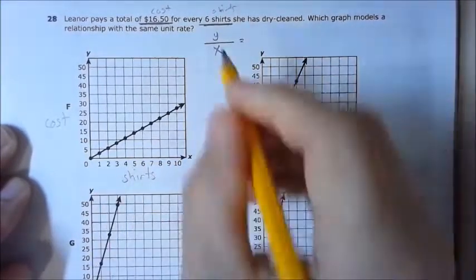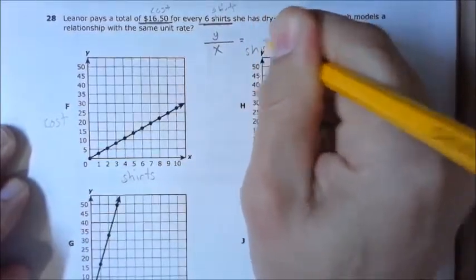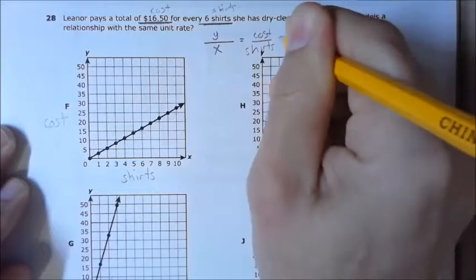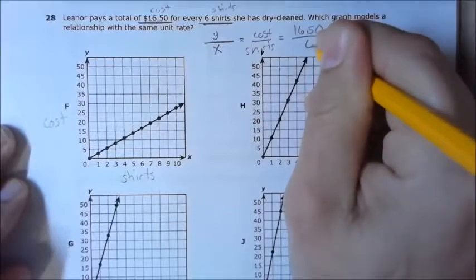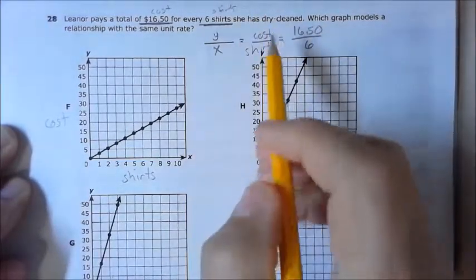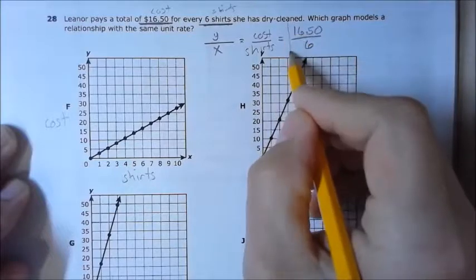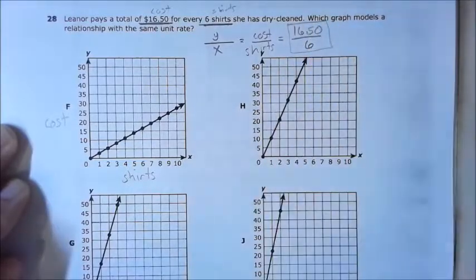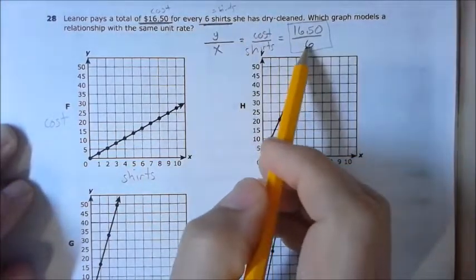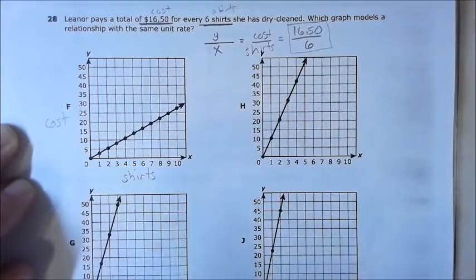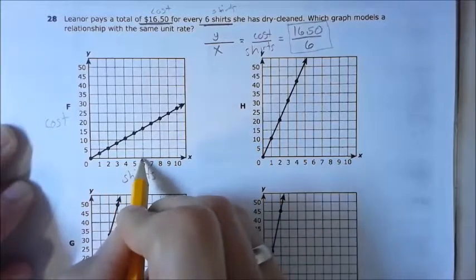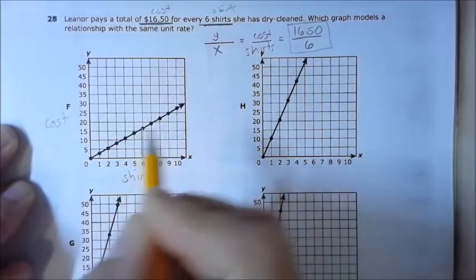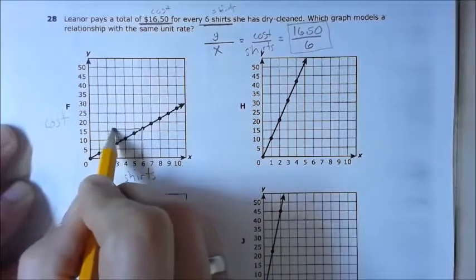Now that we know that, we know our x is shirts. Our y is cost. So we can do 16.50 over 6. And that's what we're looking for. Which graph has a slope that matches 16.50 over 6? Now you could go in your calculator and try to simplify this, but since they're giving us a clean number on the x-axis, I'm just going to start with that and see if we can find one that matches up. So let's go over 6. So 1, 2, 3, 4, 5, 6. And let's go straight up. And then let's go over and see where does that hit.